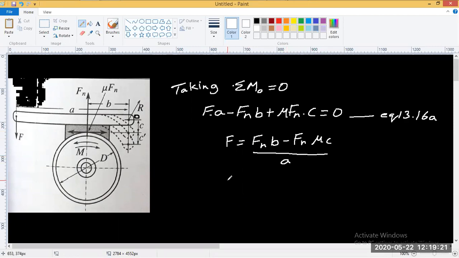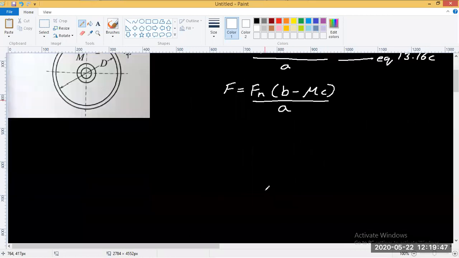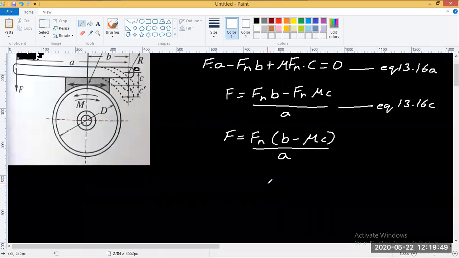Okay, so here you can take Fn as common, so Fn times (b minus mu times c) over a. This is also not necessary, but just extra information. So this is the generalized equation that we got here now.